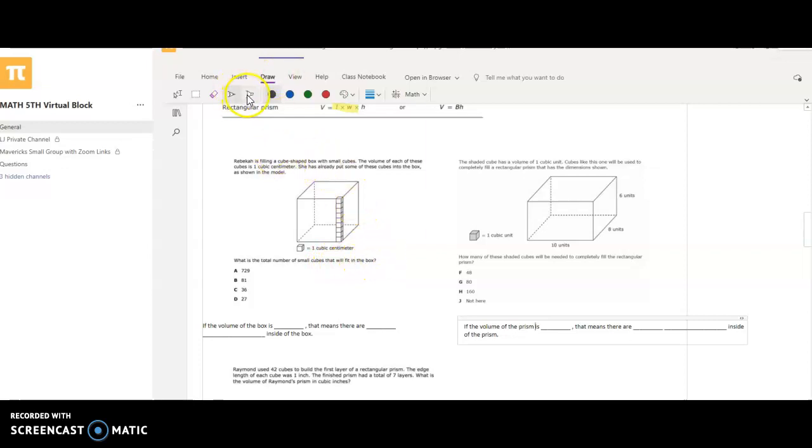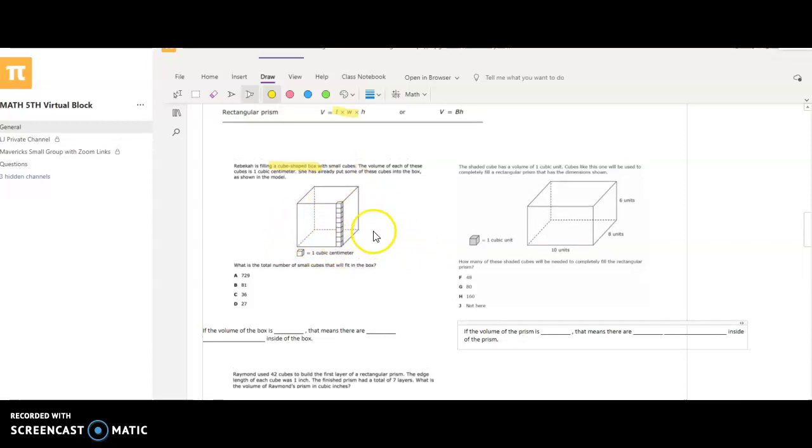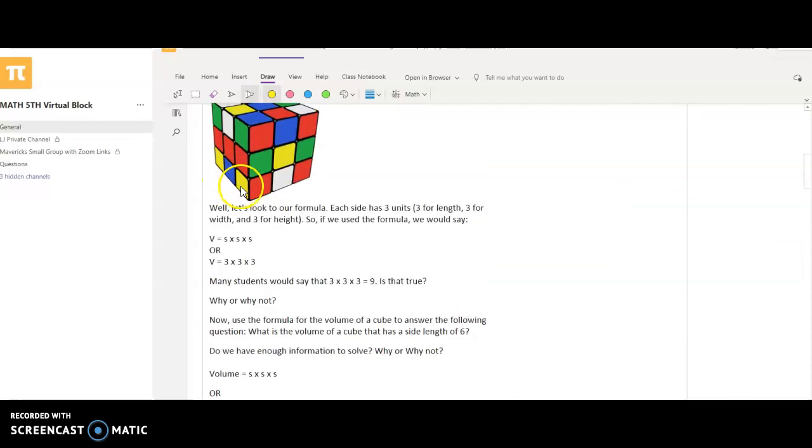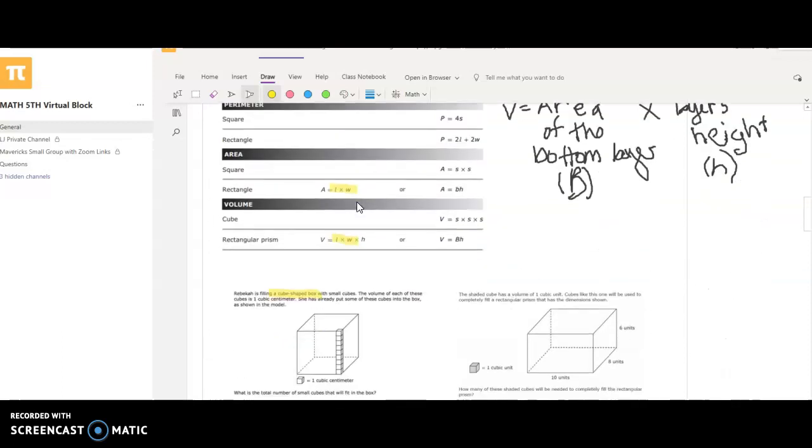Okay, so the important information that we see here is what kind of box she has. It's a cube-shaped box. And what do we know about cubes? If you said that cubes have the exact same length on each side, you would be correct. Just like our Rubik's Cube. Our Rubik's Cube has 3 for a length, 3 for a width, and 3 for height. And so 3 is the same unit for each side. That makes it a cube.